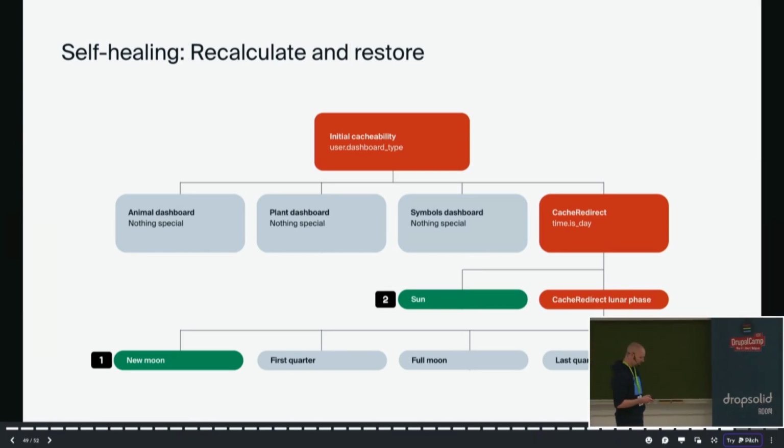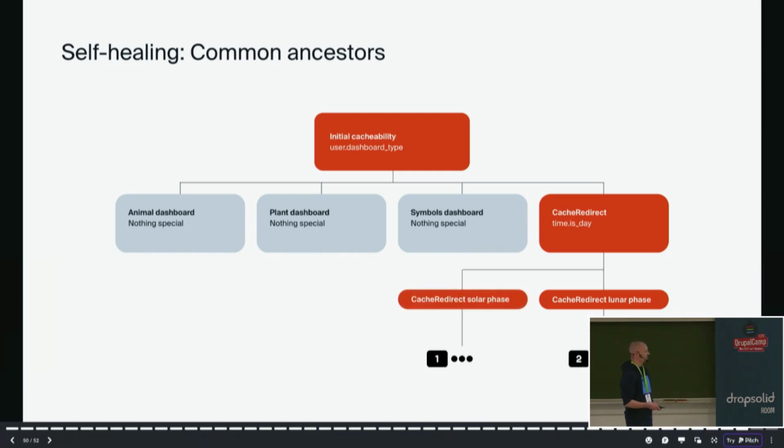So that is self-healing in a nutshell. It's smart enough to see that something is overly specific, and then it will restore it. And there's another type of self-healing where it will find common ancestors. So let's say at this point, we're not only interested in the lunar phase, but we also want to know a solar phase, if that even exists. Let's say it's an eclipse or not. So it wants to know whether there's a solar eclipse or not. So the first time we go there, it's going to create a redirect for solar phase, time of day, and dashboard type. And the second time, it's going to have to break that path, because this one will be time of day and solar phase.